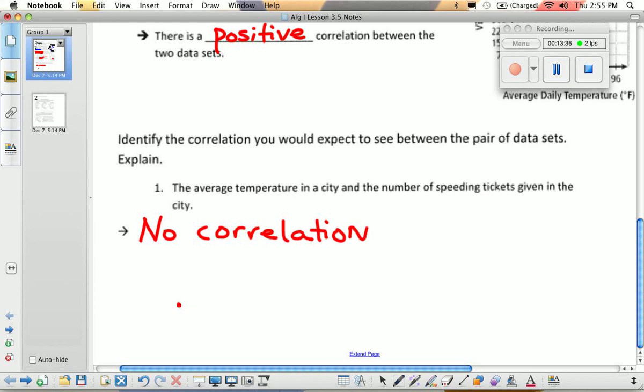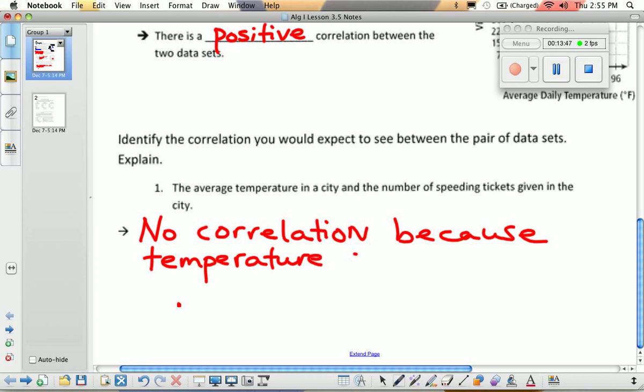No correlation because temperature should not affect the number of speeding tickets.